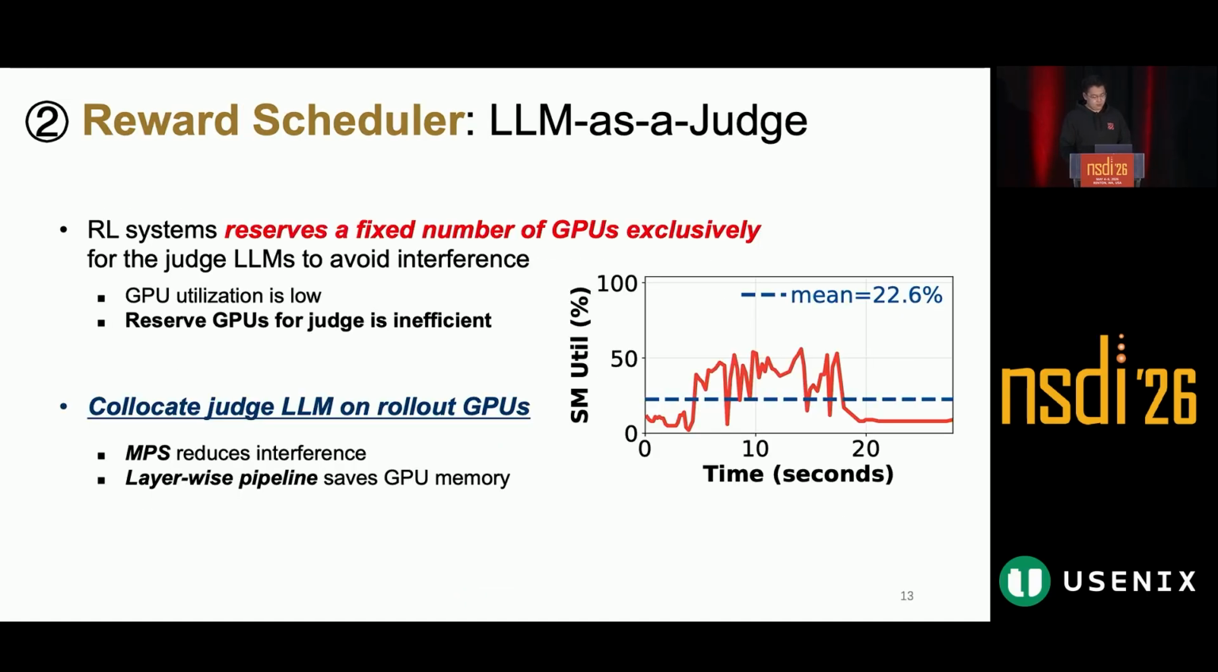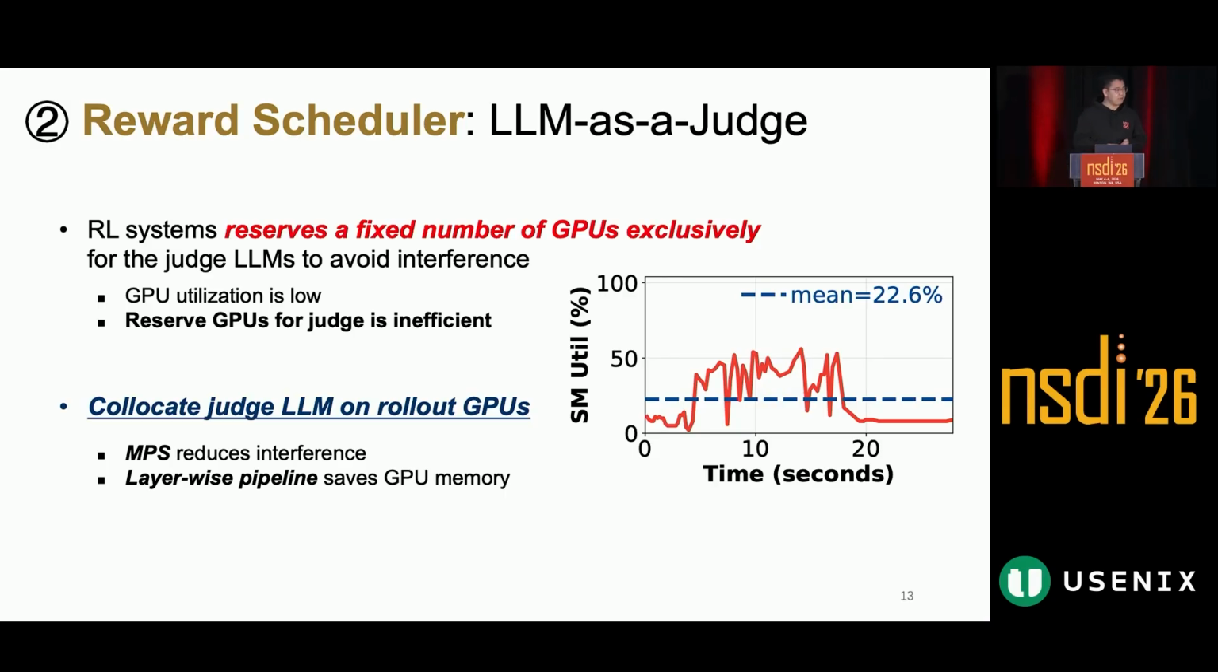The second one, the reward scheduler. We also implement a reward scheduler with tailored optimizations for each task's reward computation. Here, we take LLM as a judge as an example. Traditional RL systems reserve a fixed number of GPUs exclusively for the judge models. Well, it brings problems. These reserved GPUs suffer from low utilization, only about 20%. So this indicates that the approach is inefficient.